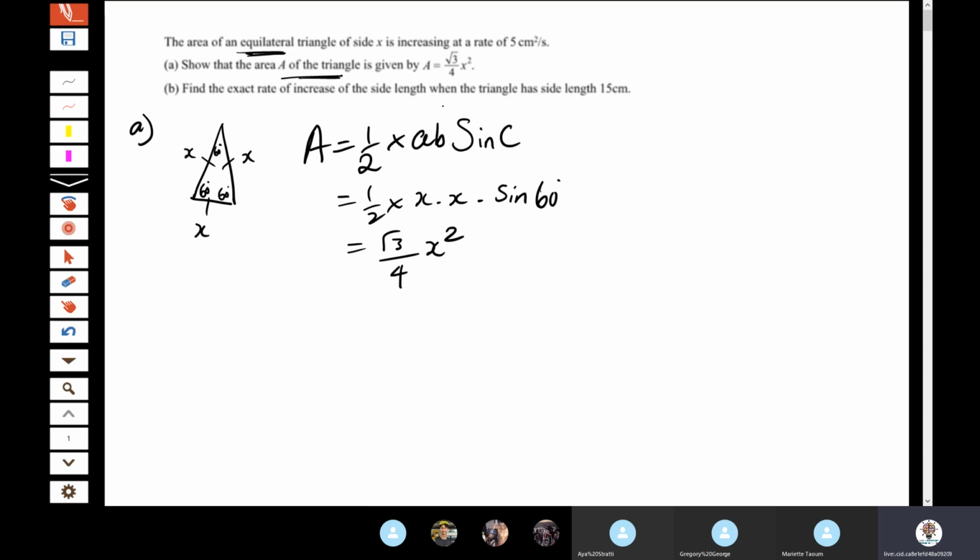Has anyone not seen this formula before? All right, so it's just memory. Half ab sine C.